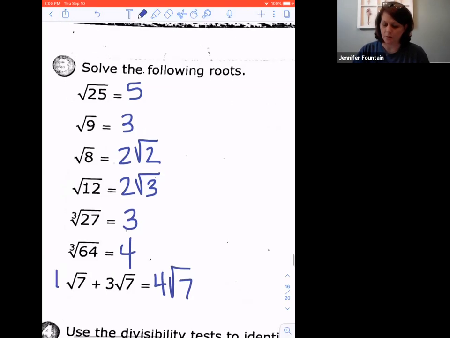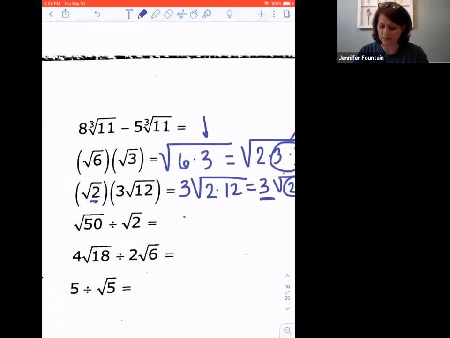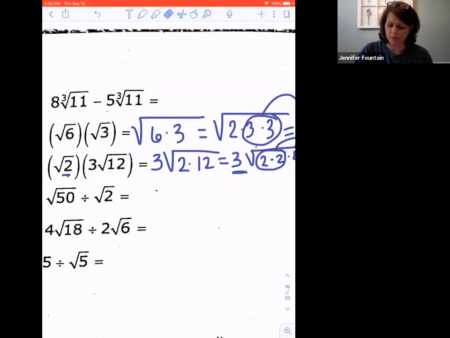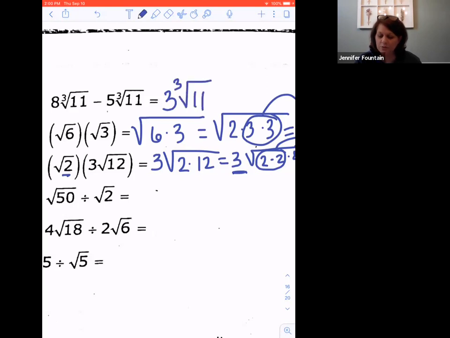I'm going to move on up to the other side. I'll erase that little arrow right there. And 8 times the cubed root of 11 minus 5 times the cubed root of 11. 8 minus 5 is 3 times the cubed root of 11.